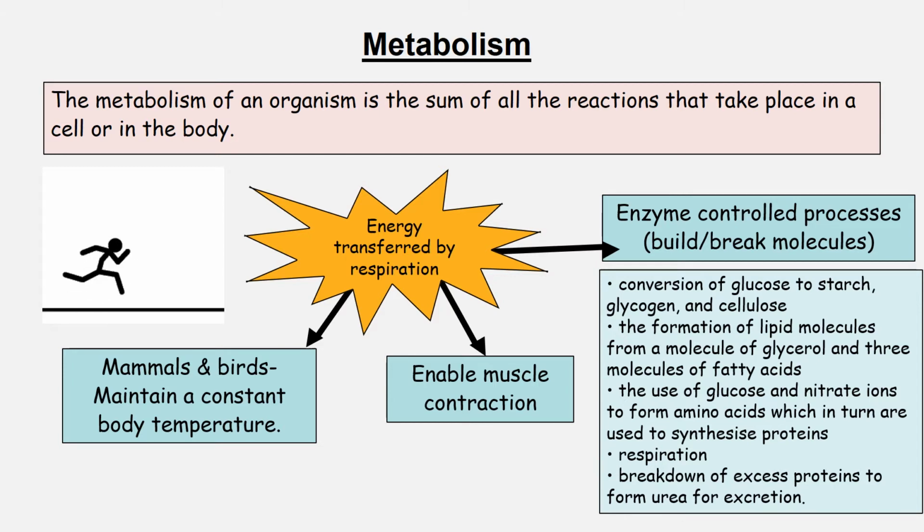We also need to make lipid molecules, and we do that by taking the glycerol and the fatty acids from digestion and building them up into our own human lipid molecules. It's also used with nitrate ions to form amino acids in plants, which are then made into proteins. That's how they get their proteins, because sunlight, carbon dioxide and water aren't proteins or amino acids, so they have to make their own. Everyone uses it in respiration, all organisms. And it's also used to break down excess proteins to make urea, which we then excrete.